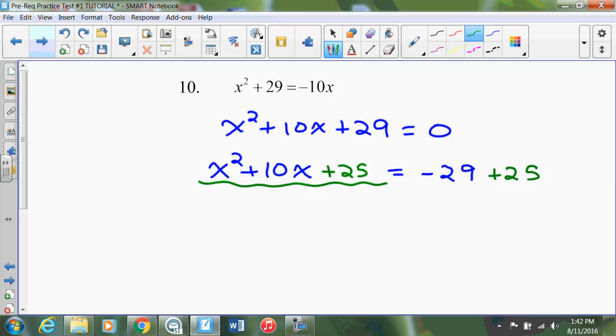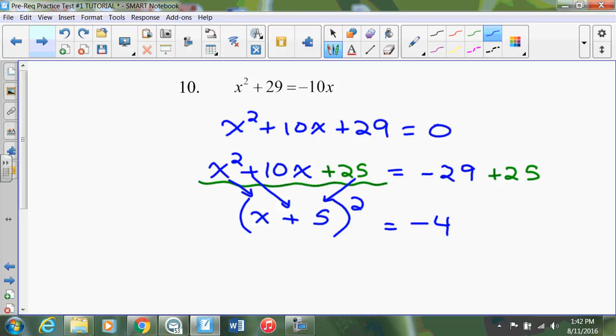So then it's a perfect square trinomial. So that means that I'm going to factor it and rewrite it. Square root of x squared is x. That's where that comes from. Square root of 25 is 5. And the sign is a positive. And negative 29 plus 25 is negative 4.